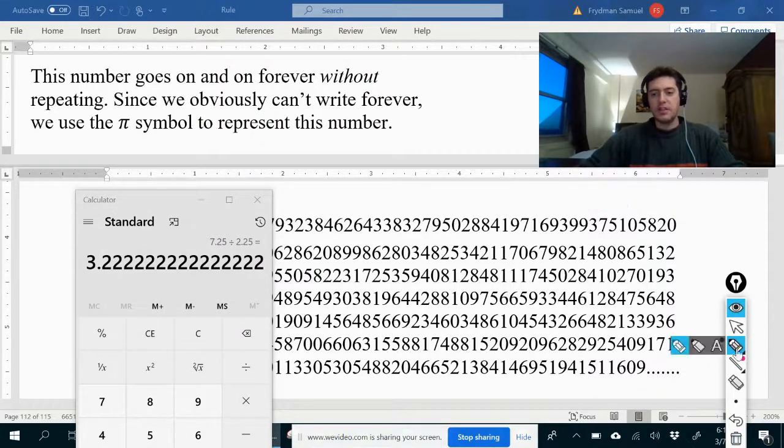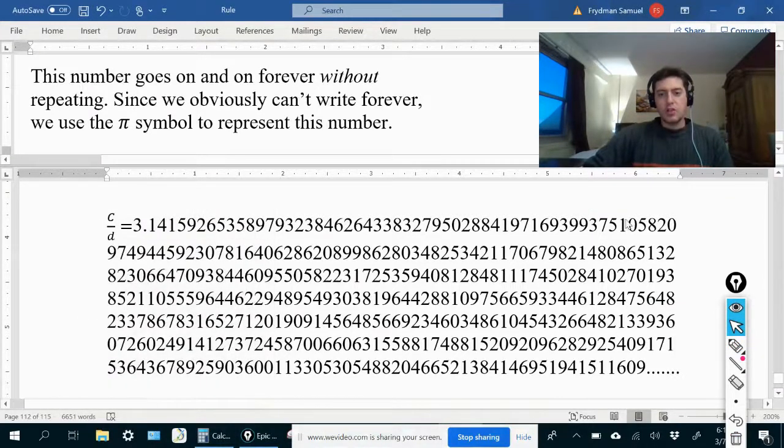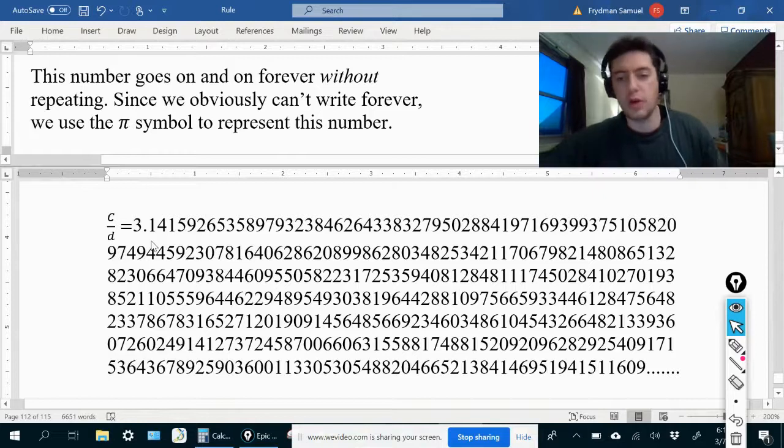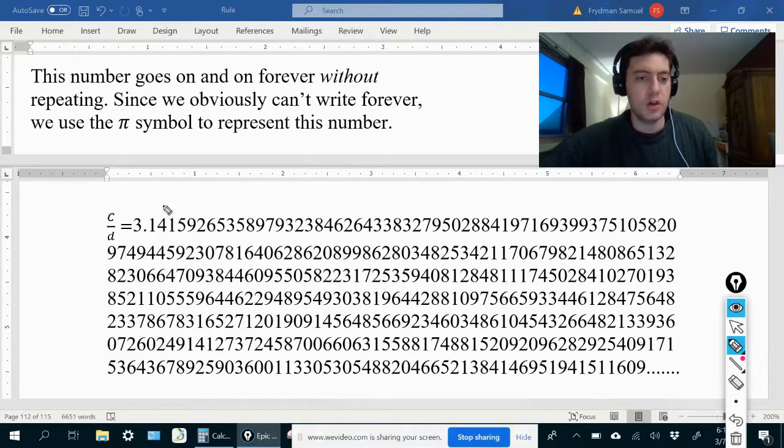But this number over here goes on and on forever without repeating. So a bar will not work. For example, you might be thinking, couldn't we just write something like 3.14 and put the bar over the 14, and that means all this? No, this is not the same as this. This means 3.141414, etc., like that. This is not the same as this number that we have over here.